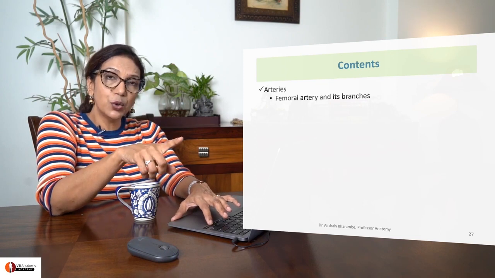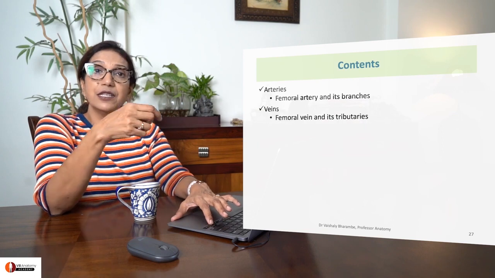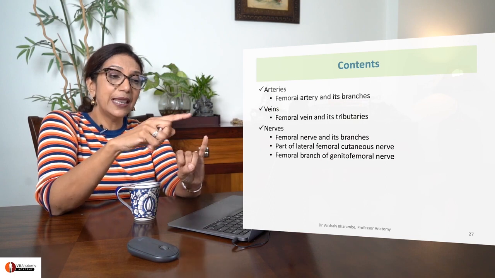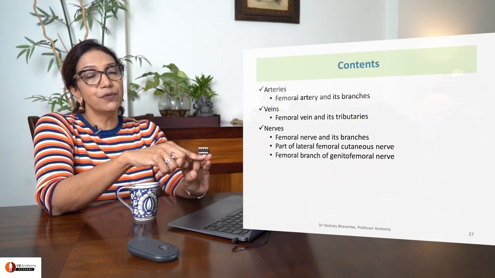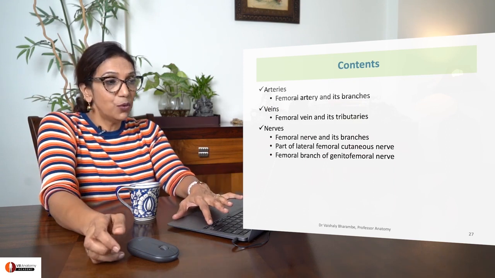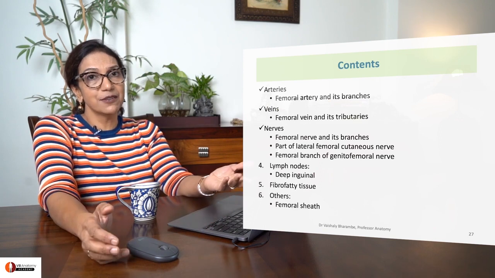We've done the femoral artery and its branches. We've done the femoral vein and its tributaries. We've done the femoral nerve and its branches, lateral femoral cutaneous nerve, and femoral branch of genitofemoral nerve. Artery, vein, nerve done. What is left? What is left is lymph nodes and femoral sheath, and of course there is fat.